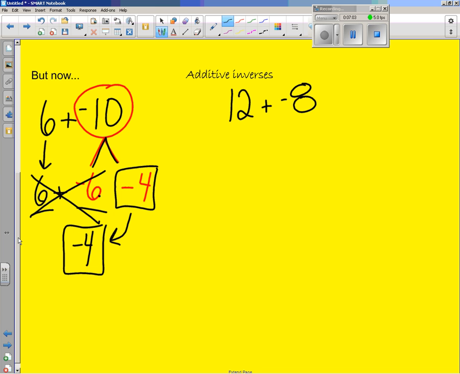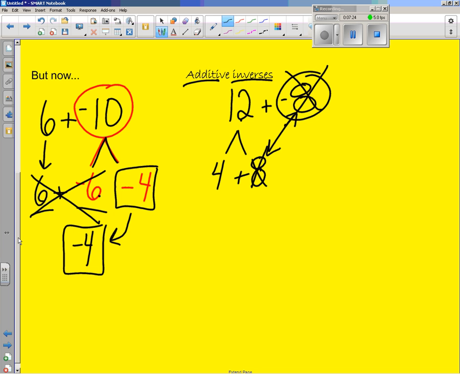I'm looking for a way to make additive inverses. I can take my 12, and I know that 12 is 4 plus 8. That's what I'm looking for, guys. I'm looking for the additive inverse of my negative 8, and I found it. So this 8 and this negative 8 will cancel each other out, and all I'm left with is this positive 4. Was the second time a little better? Hopefully. If not, rewatch it.